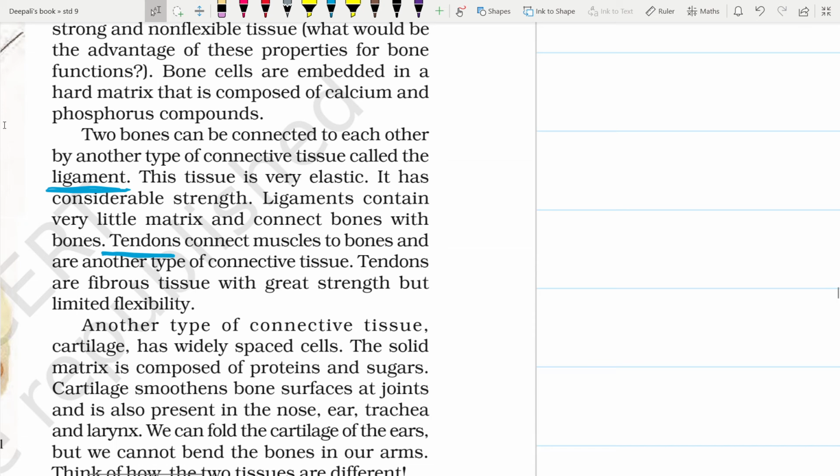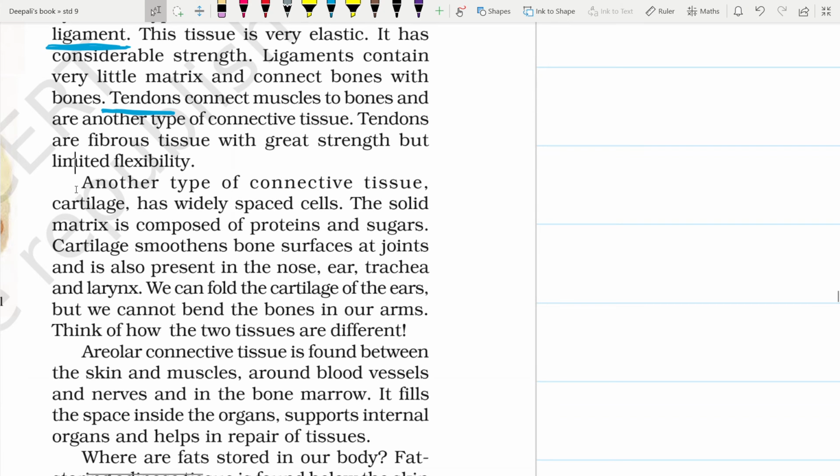So you can understand the characteristics of different skeletal tissue. Another type of connective tissue is cartilage, which has widely spaced cells. The solid matrix is composed of proteins and sugar. Cartilage can also be called softened bone, found at the surfaces of joints, and is also present in ears, nose, trachea and larynx. We can fold the cartilage of the ear, but we cannot bend the bone. So cartilage is soft bone. Think of how the two tissues are different.